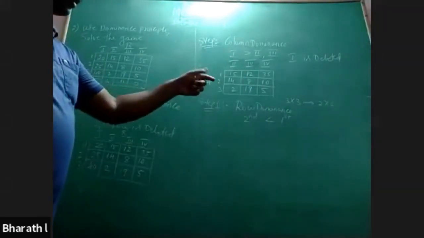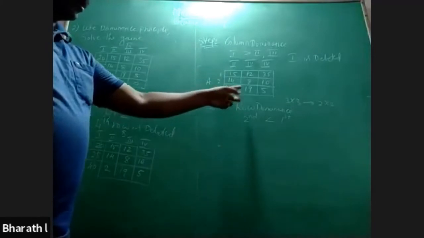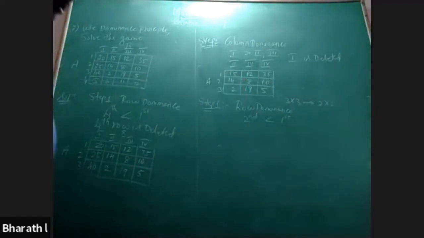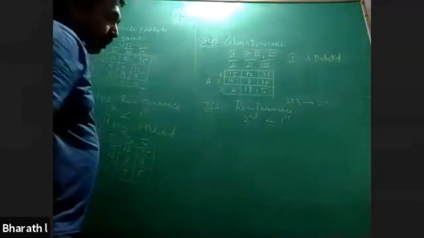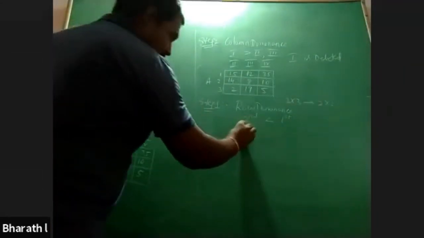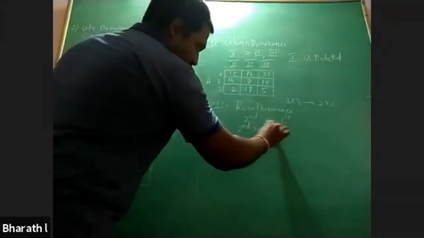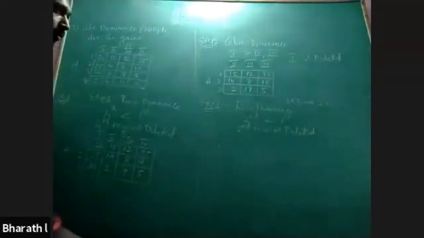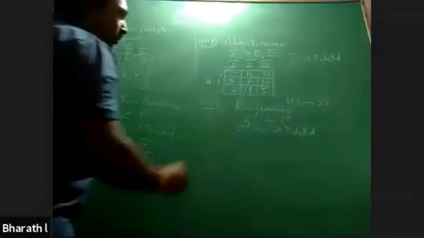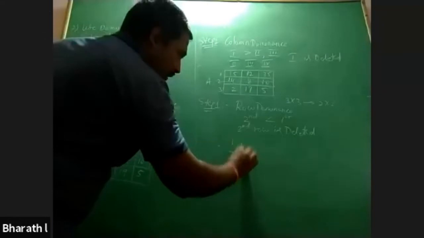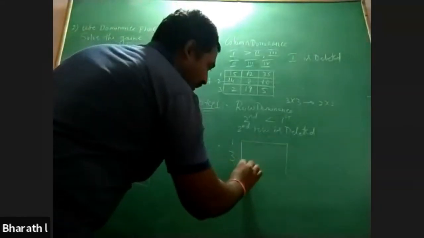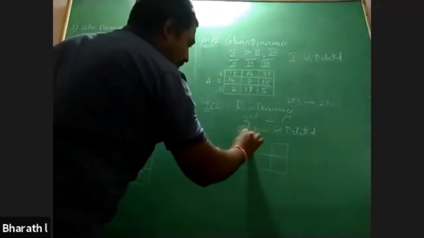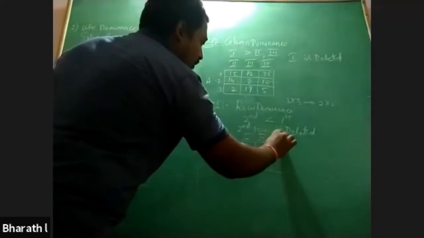If you check second row, 14 to 2 is less, 8, 19, 8 is less. That is, none of the rows is dominant with respect to any other row. The lower value, the second row, is deleted because it is a lower value. Once you delete the second row, the left out strategy is 1 and 3 for player A, and for player B, the left out strategy is 2, 3, and 4.